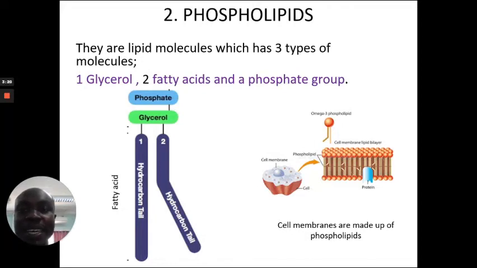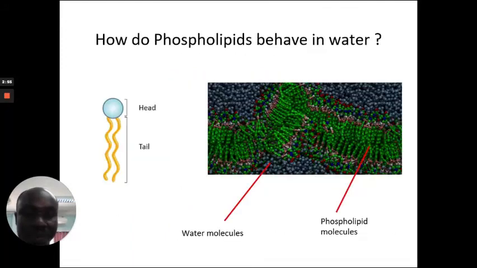Now, from the name, it has phospho and lipid. Phosphate joined together with lipid. And this is the structure of phospholipid. It has glycerol joined together with two fatty acids, and the glycerol is joined with a phosphate molecule. Phospholipids are super important in the cell membrane. They form the cell membrane.